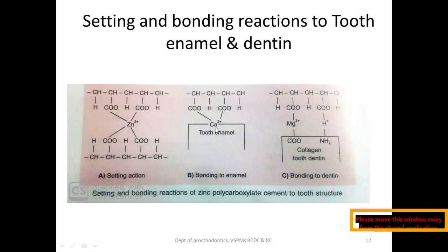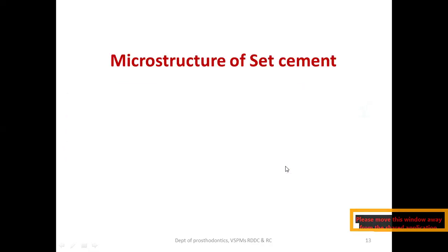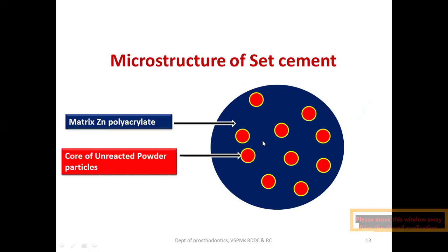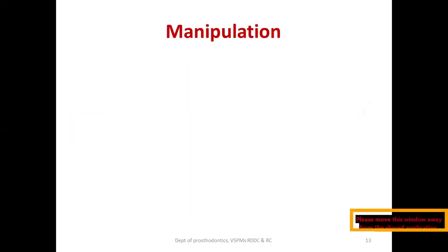But if you see, the inorganic component of enamel is more as compared to the dentin. So the bond strength of tooth enamel with this cement is stronger as compared to the tooth dentin. Now, how is the microstructure of the set cement? It is similar to what we have seen in another cement: the unreacted zinc oxide powder is surrounded by the matrix of zinc polyacrylate. So you can very well draw a diagram of this set cement.